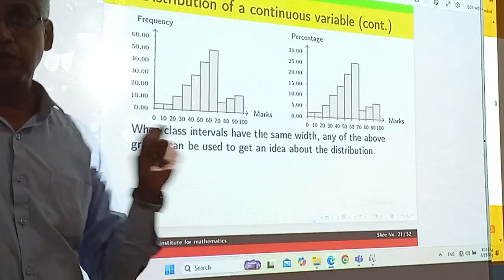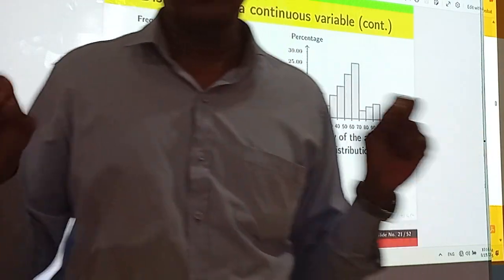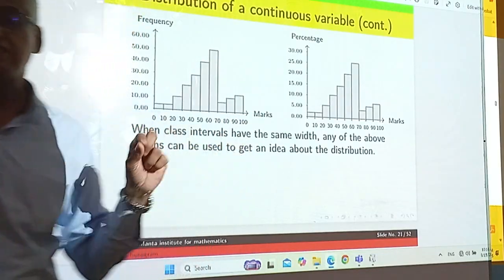Right? But here, the possible values don't have any gaps. So you have to show the continuity also.